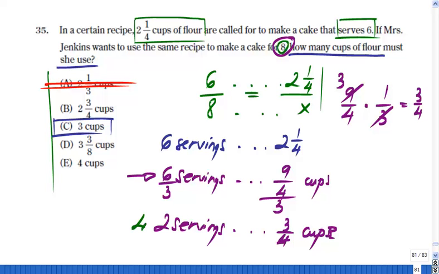For 8 servings, I will need 4 times that, because 4 times 2 makes 8. 8 servings, 8 people. 4 times 3/4 would be 3. Solving it this way, you also find that you need 3 cups.